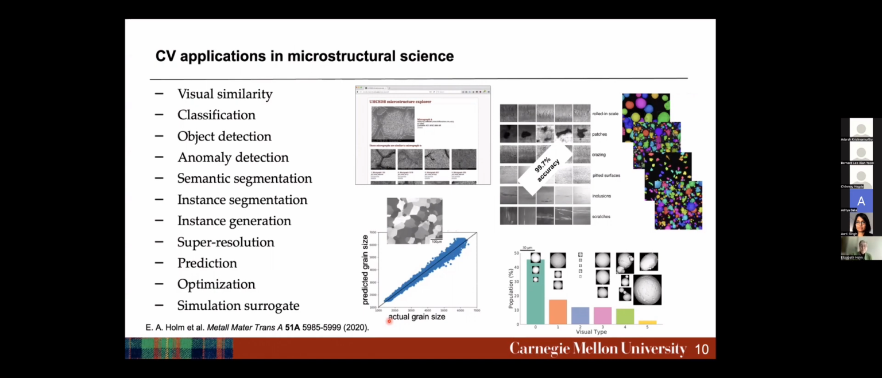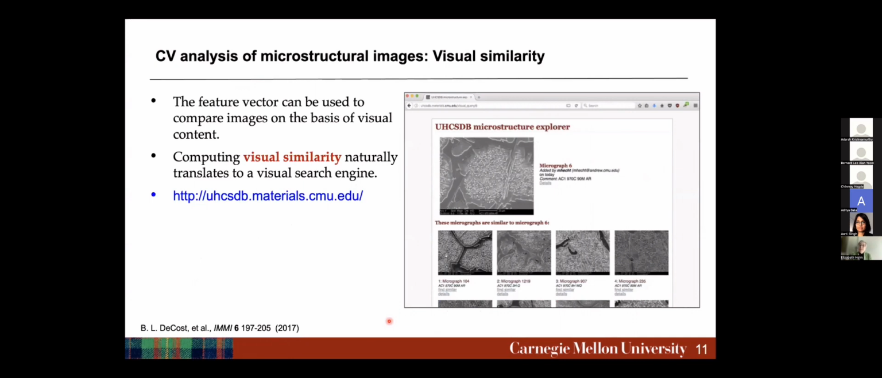Here's one example, the simplest example. This is visual similarity. As Arti said, this is the Google search for microstructural images. Here, we simply use a pre-trained CNN, and we use one of its layers, maybe the first fully connected layer, for example, to create a feature vector for each microstructural image in a database.